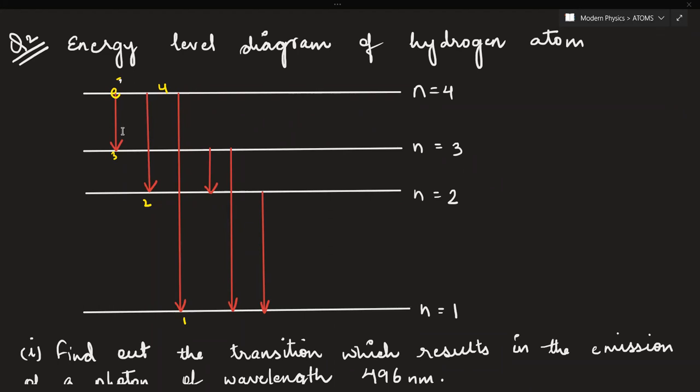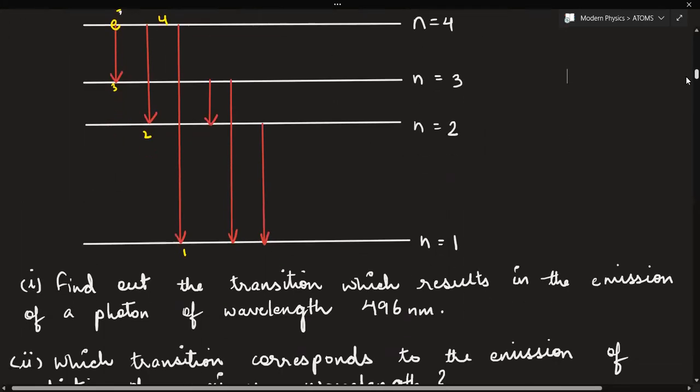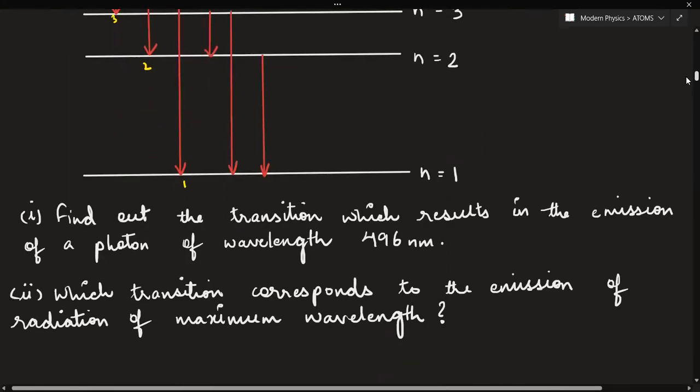It says, find out the transition which results in the emission of a photon of wavelength 496 nanometer. So 496 nanometer is the wavelength that is given to you. You have to find out which transition is suited for it. And the second part says, which transition corresponds to emission of radiation of maximum wavelength.